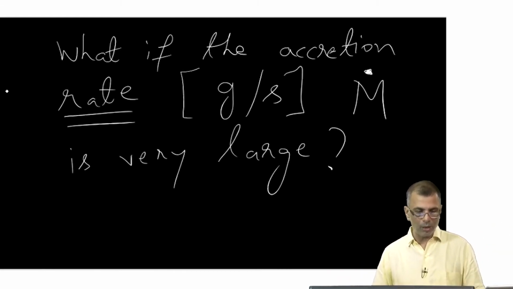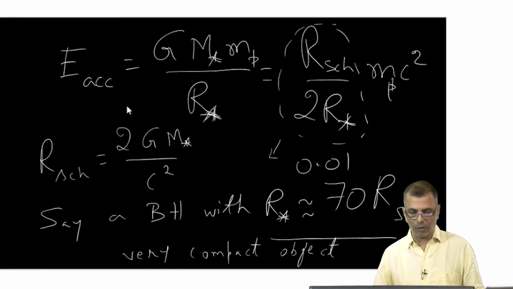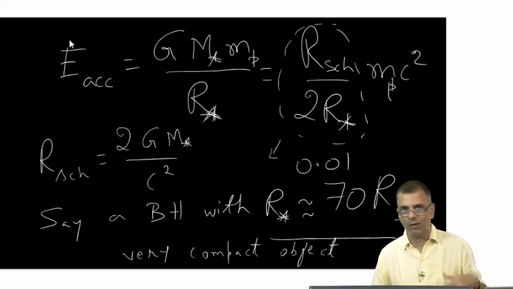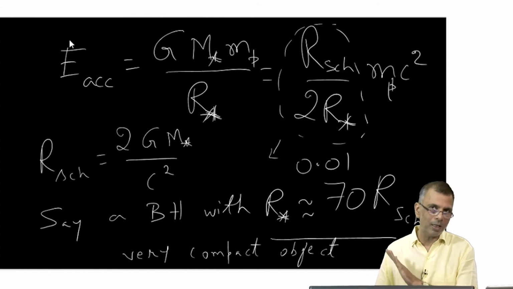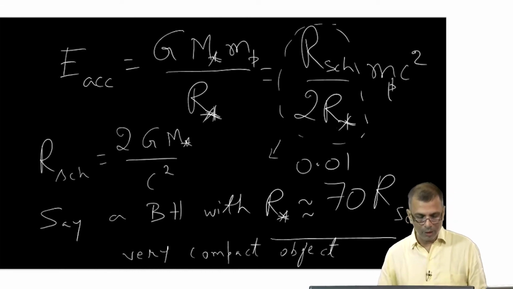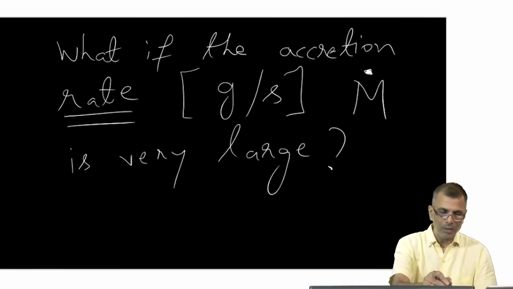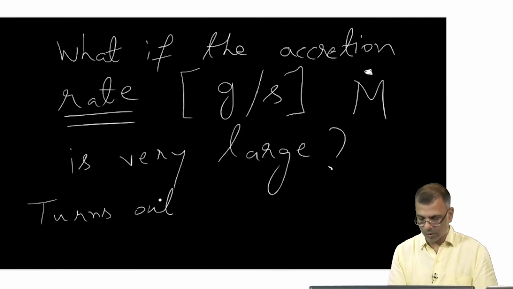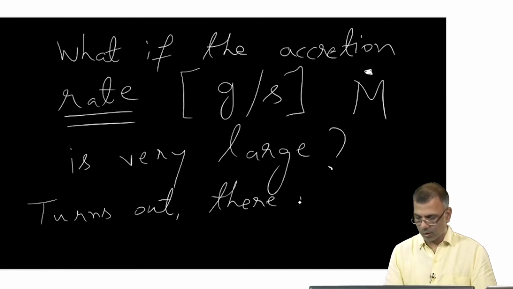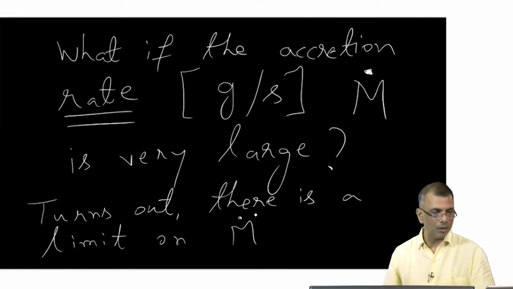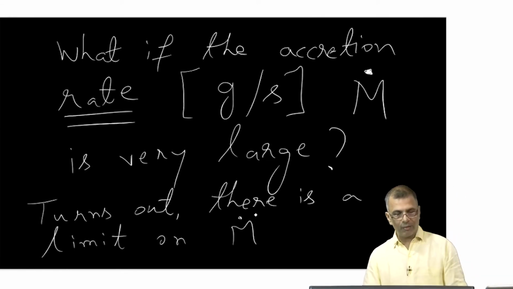That will surely give me a lot of potential energy release. This is of course assuming that I am able to tap that potential energy and convert it into luminosity. That is another matter, but let us not discuss that for the moment. What if the accretion rate is very large? Turns out there is a limit on the accretion rate m dot. And that limit is as follows.